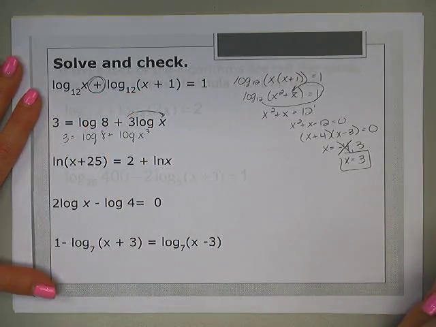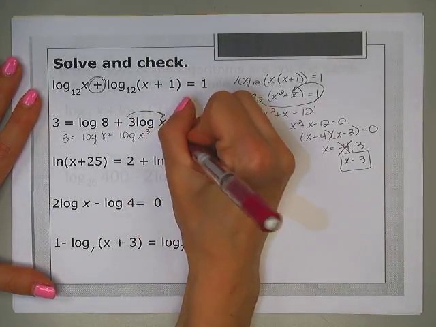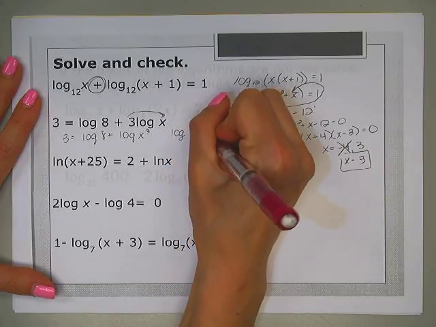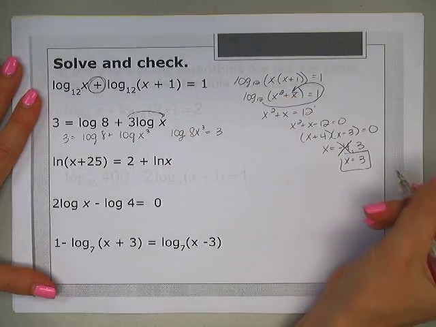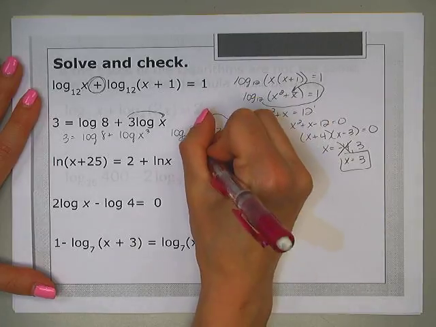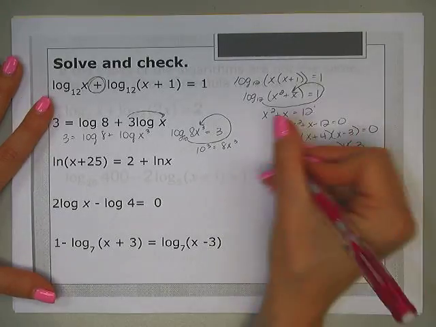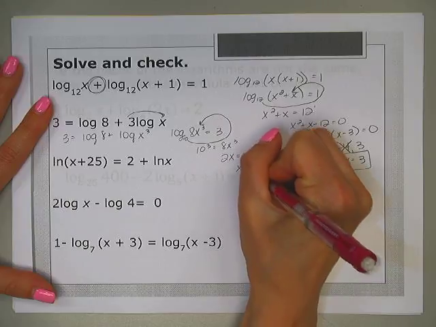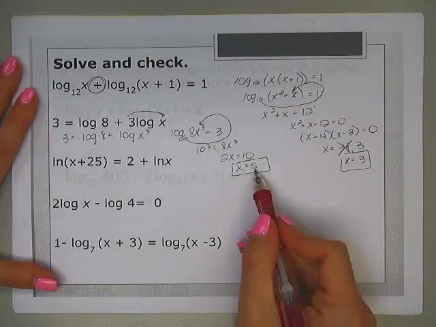All right, let's try another one. I've got log base 10 of 8 plus log base 10 of x multiplied by 3 equals 3. What do I do first? Power property, that's right. Let's move the power up there. I've got 3 equals log of 8 plus log of x cubed. Therefore, I can use product property next. I've got log of 8x cubed equals 3.